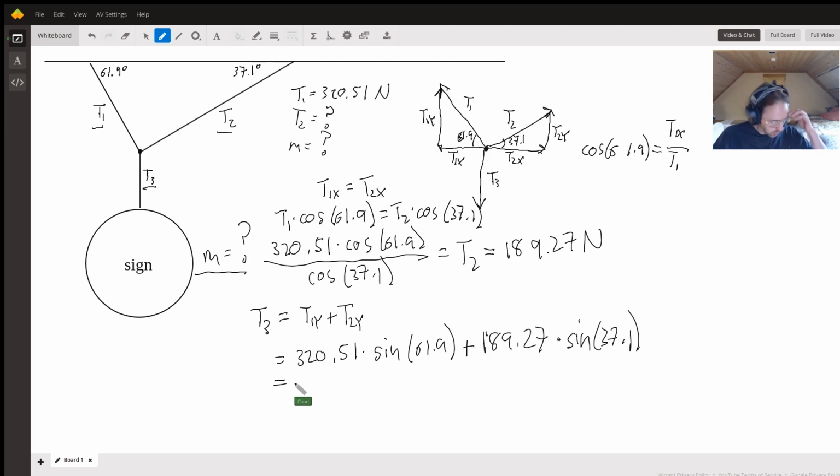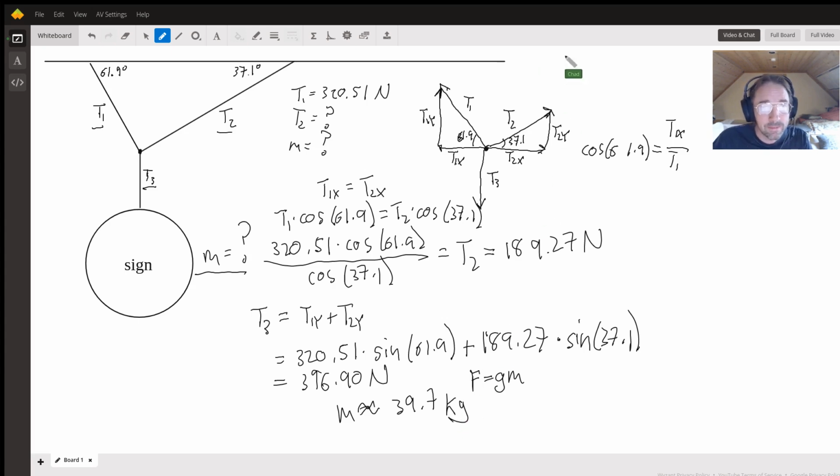So we plug all that in and we get 396.90 newtons. So that's the weight. If you want to know the mass, you want to divide that by 9.8, or if you're really lazy like me, you could just divide it by 10. So the mass would be about, let's say about 39.7 kilograms. There you go.